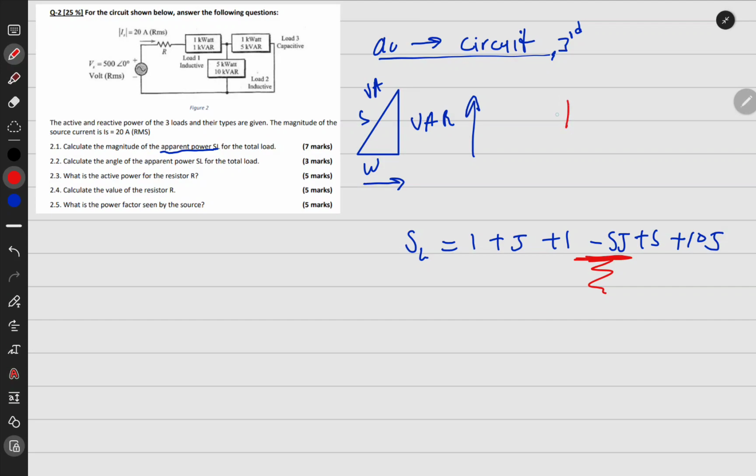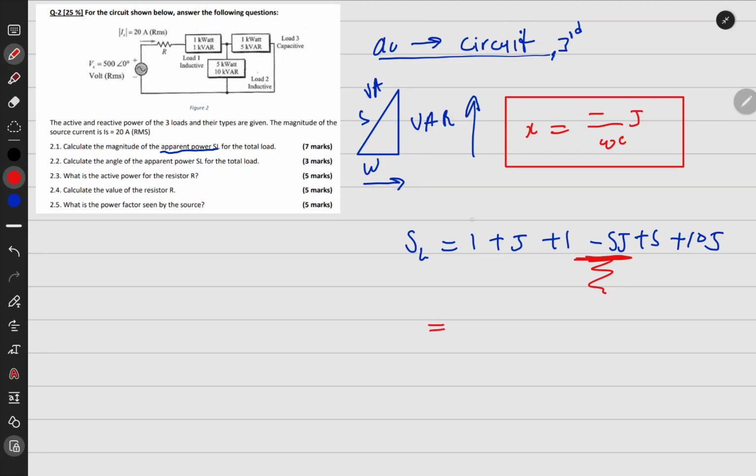Remember, a capacitor in impedance is like this, 1 all over JWC. Remember, if J is in the bottom, if you bring it up here, it's going to be negative. So that's why I'm negating my power for a capacitive load 3.